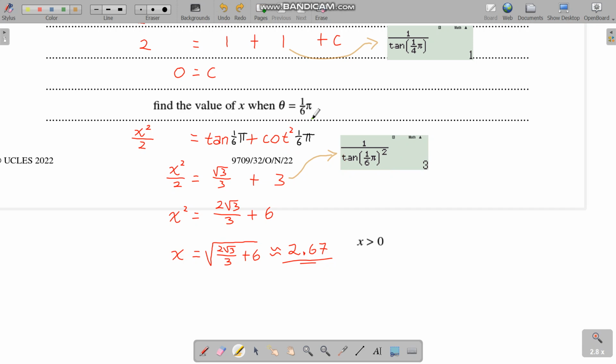And the question is to find x, so multiply both sides by 2, and then we take the square root of both sides. We get 2.67 in 3SF. Okay, in case you are wondering why we use the positive square root, why not the negative, why not both? Well, because in the question x is positive.